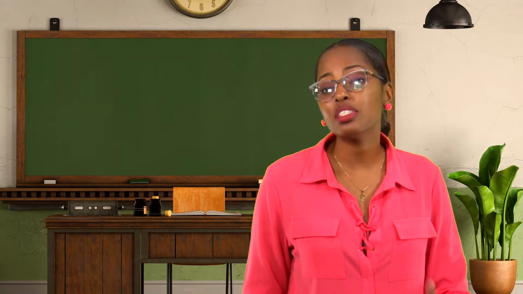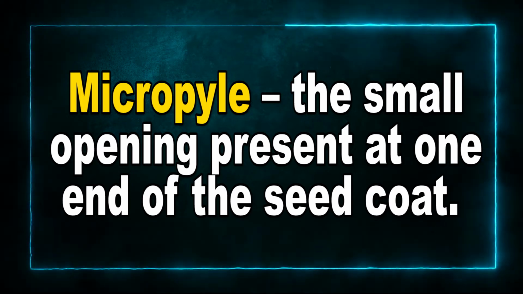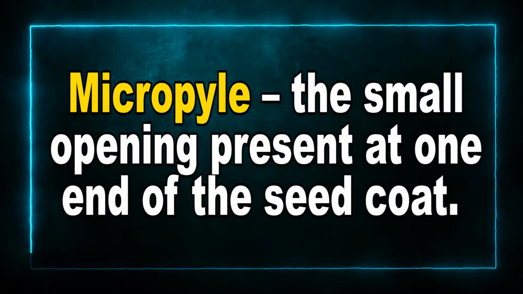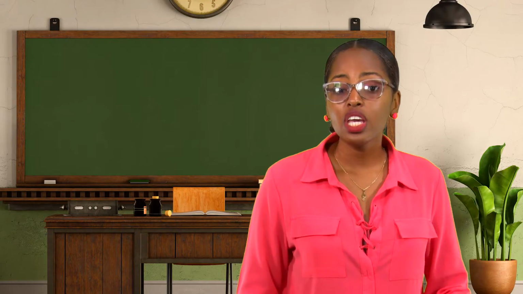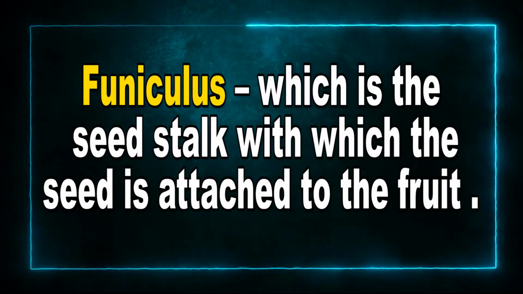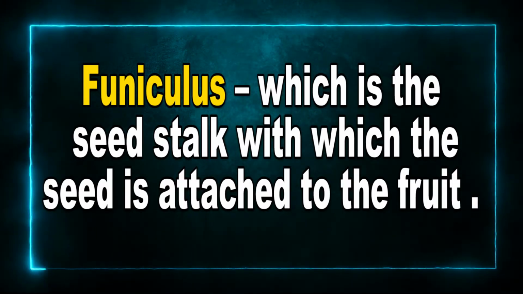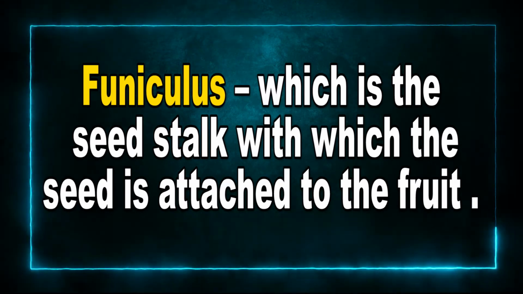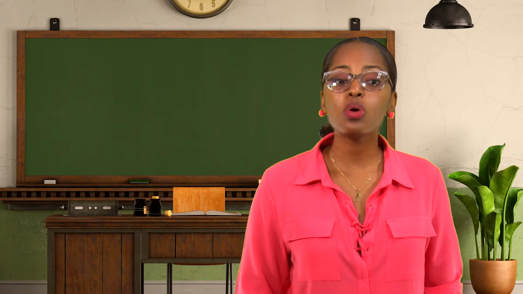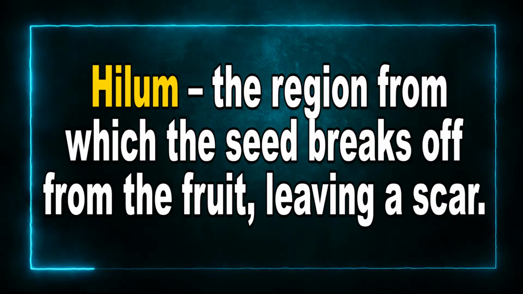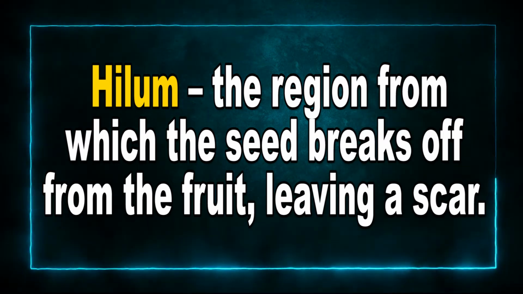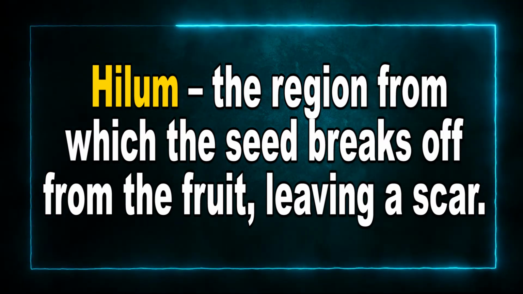The first one is the micropyle, which is a small opening present at one end of the seed coat. It also has a funiculus, which is the seed stalk with which the seed was attached to the fruit. It also has a hilum, which is the region from which the seed breaks from the fruit, leaving a scar.